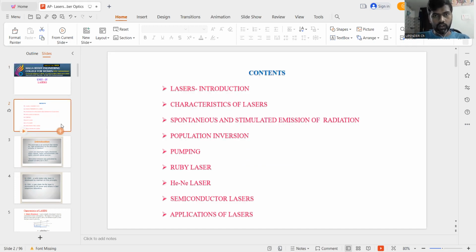First, we'll discuss the contents which I'm going to cover here. Lasers: introduction, characteristics of lasers, spontaneous emission and stimulated emission of radiation, interaction of radiation with matter, population inversion, pumping methods, ruby laser, helium neon lasers, semiconductor lasers, and applications of lasers.